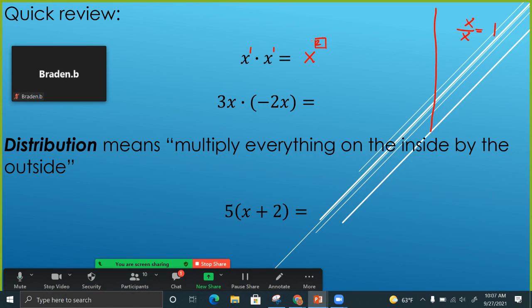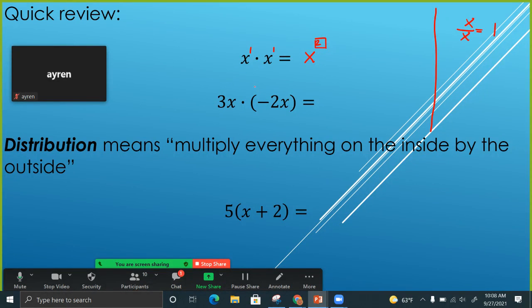Cool. Thank you for responding. And yes, that's what I was looking for, Aaron, was x to the power of 2. So Braden, thank you too for jumping in with that. Just a quick reminder, when we multiply two variables together, like x times x, we would combine them to be x to the power of 2.